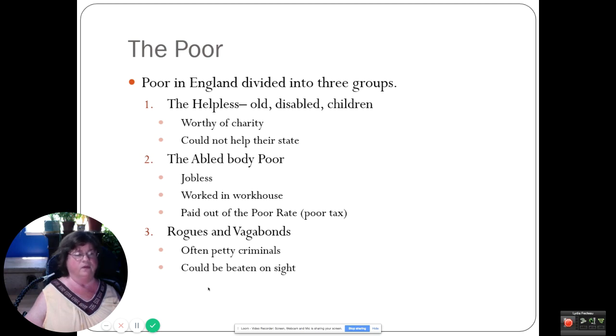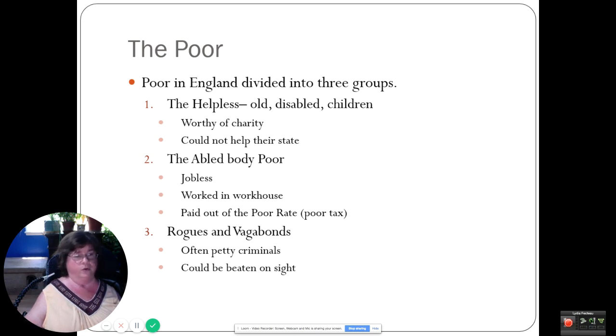The second piece was the able-bodied poor. They were the jobless, those that worked in workhouses. This is in England. And paid out of the poor rate. This was the tax. So these guys seemed less worthy. These guys were the bloodsuckers. Why should we be paying for that, right? They should just go get a job. Again, sound familiar? And the third group were considered the rogues and vagabonds.